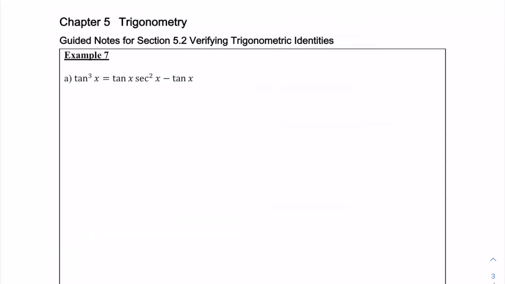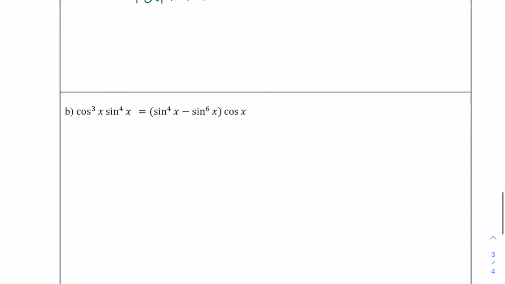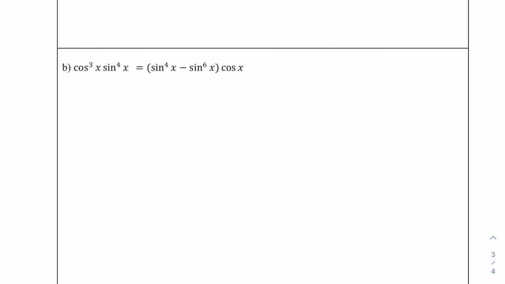Now let's try example 7. So pause the video, try the problem, and come back when you're done. Hopefully you saw right away that you can factor out the tangent of x, and then we could substitute secant squared of x minus 1 with tangent squared. And when we multiply those, we get tangent cubed. Go ahead and try example 7b, pause the video, and come back to check your answer.